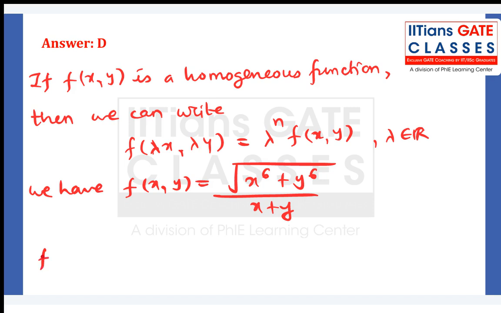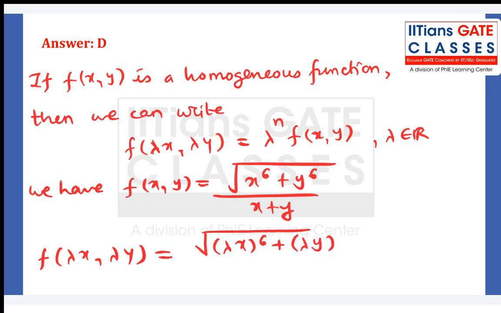evaluate f at lambda x and lambda y. Wherever you have x in the definition, put lambda x, and in place of y put lambda y. Therefore this will be the square root of lambda x to the power 6 plus lambda y to the power 6, divided by lambda x plus lambda y. Now we are supposed to solve this further.